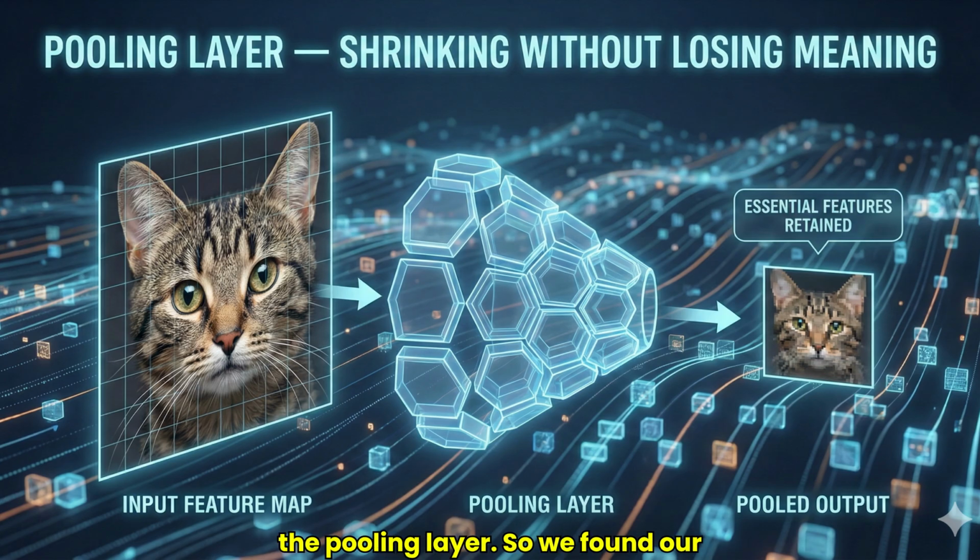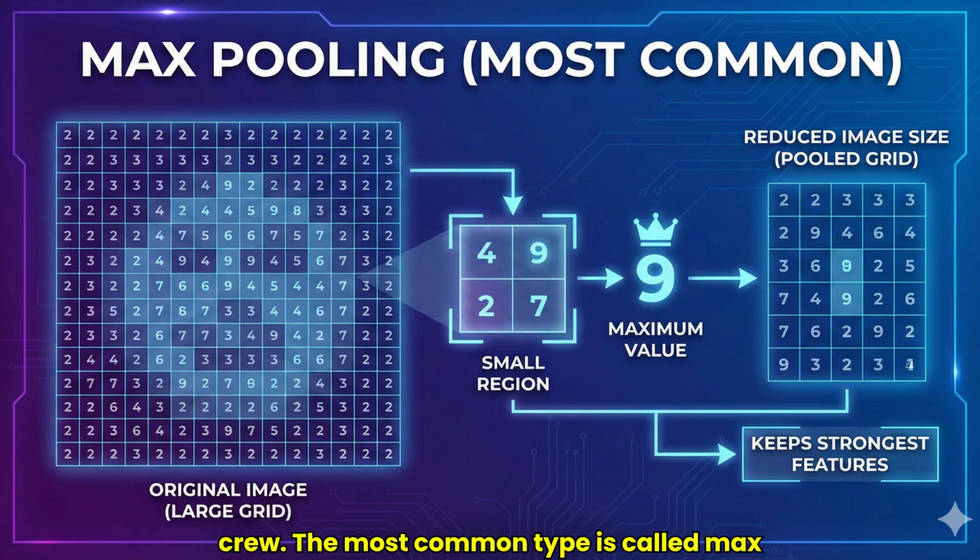So, we found our features, we've filtered them for importance. Now we need to kind of summarize things to make them easier to handle. This layer is like the cleanup crew. The most common type is called max pooling, and it's super straightforward. It looks at a small little window of the feature map, finds the single biggest, most important signal in that window, and it keeps only that one. Everything else, it gets tossed. The result is a much smaller, more manageable map that still has all the most important information.